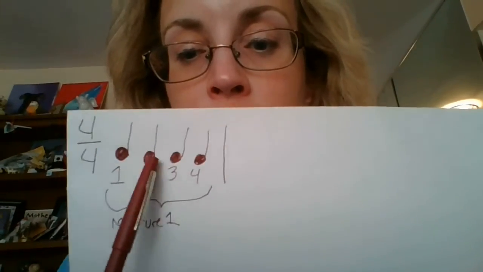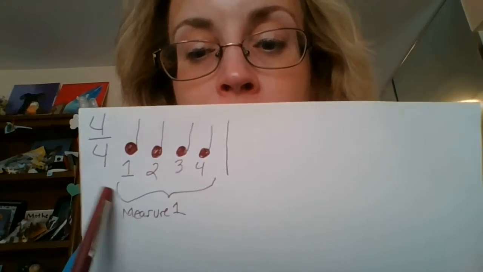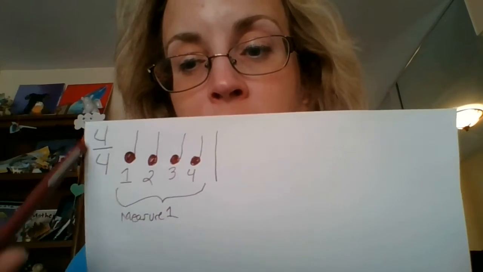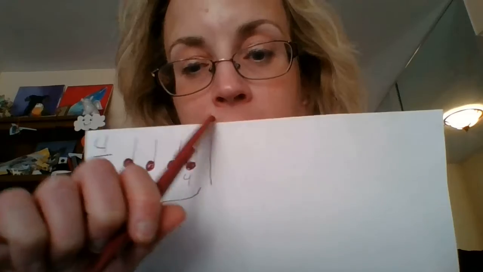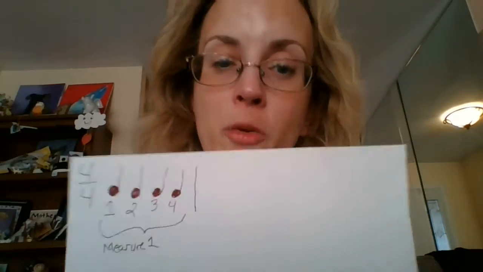And we have a bar line then. And I'm going to write measure 1 underneath. Measure 1. So this is what it looks like. So we have 4 quarter notes, 1, 2, 3, 4. This is measure 1. We have our time signature first, and this is the bar line. So copy that down. You can always pause the video.